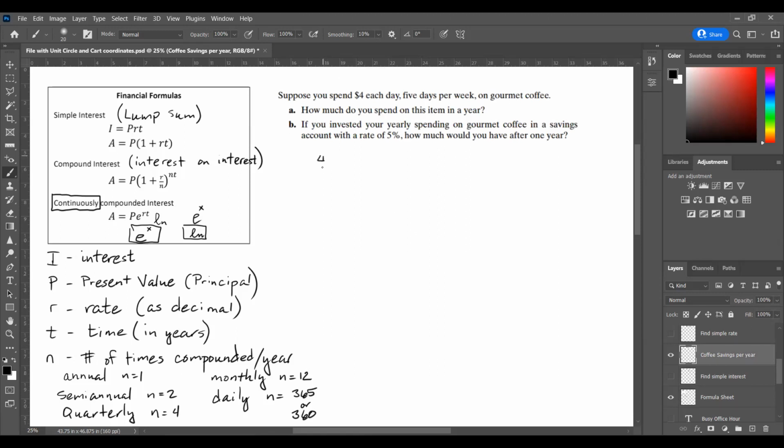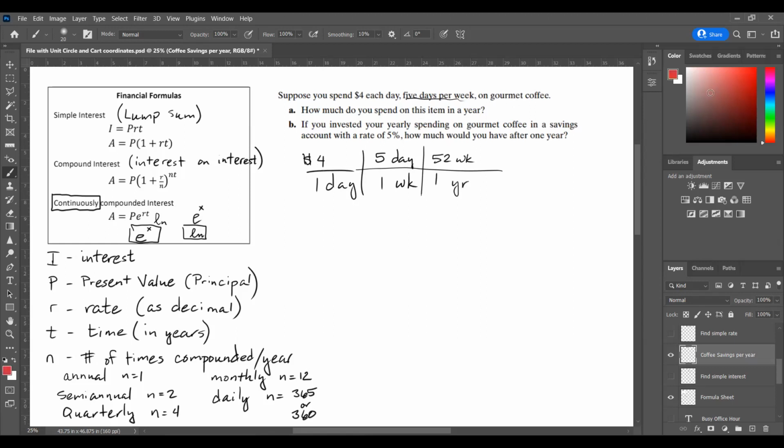So let's see, we spend $4 in 1 day. Notice I'm doing a little dimensional analysis here because that helps me solve these problems. 5 days in 1 week for this particular problem, because we're doing it only 5 days out of the week, not all 7. They want 1 year, and we know that there are 52 weeks in 1 year.